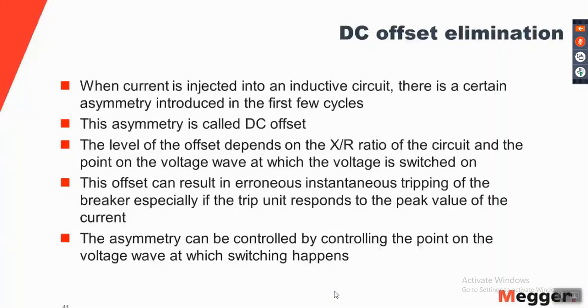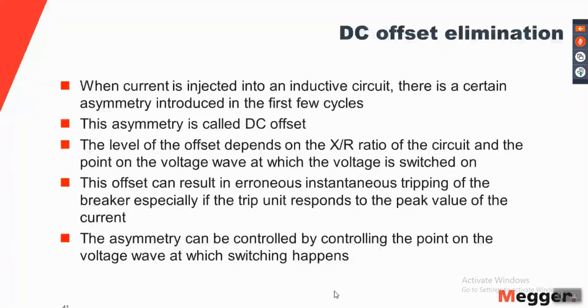The level of this offset or asymmetry is dependent on the X by R ratio of the circuit. X is the reactance of the circuit, R is the resistance, and also the point on the voltage wave at which the circuit is closed.